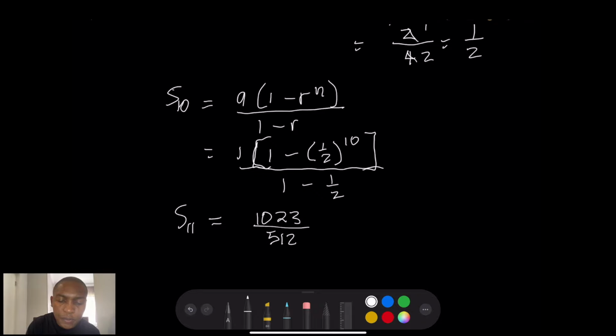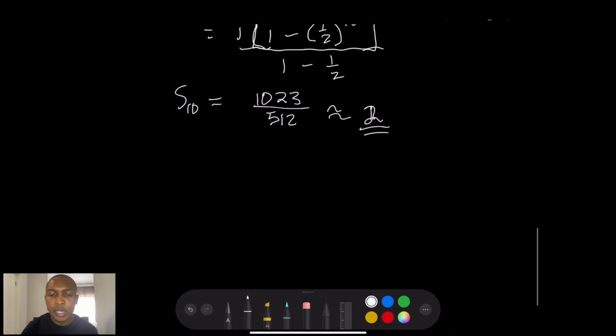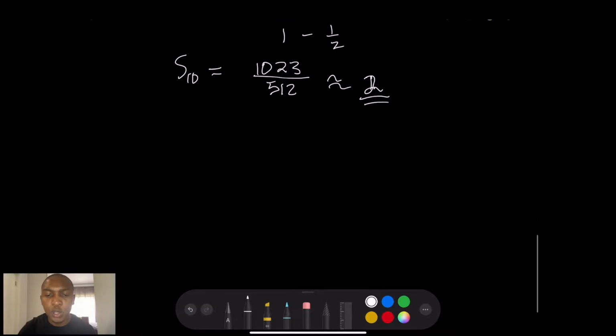Okay, so this is the sum of the first 10 terms, which is approximately equal to 2, because it's 1.998. Right, now ladies and gents, what I want to quickly do is jump into talking about the sum to infinity.